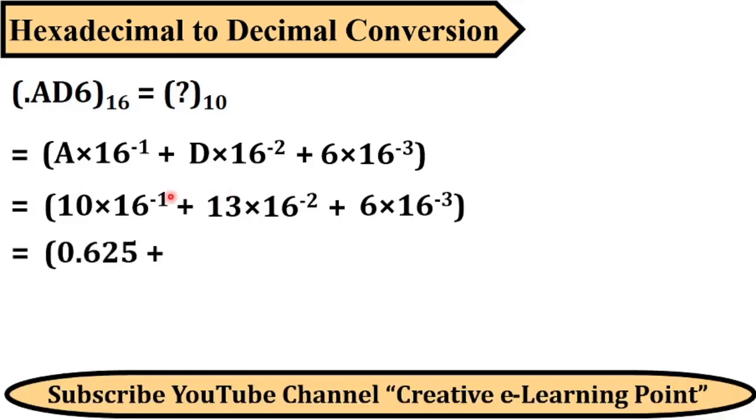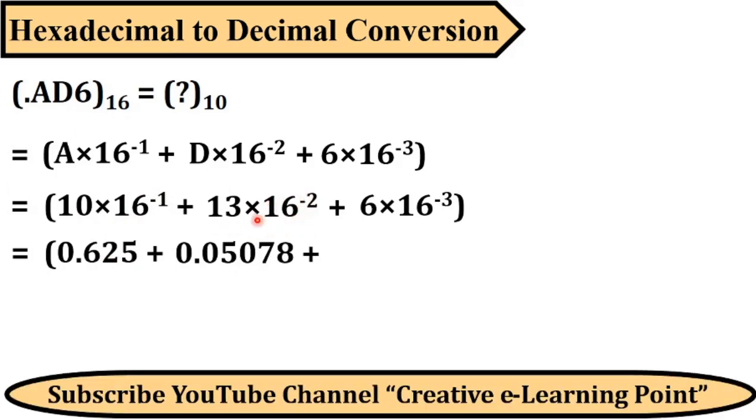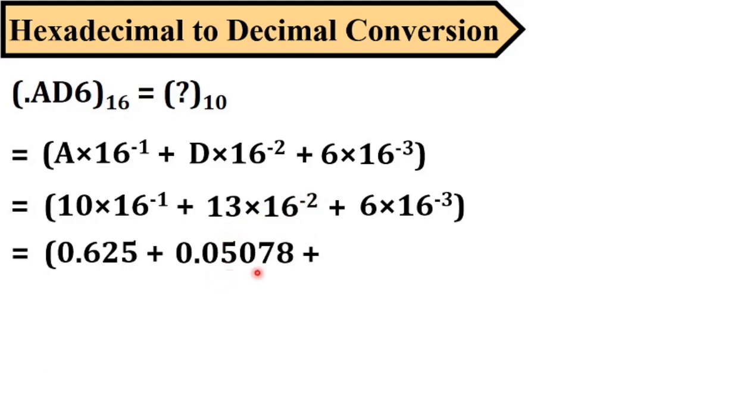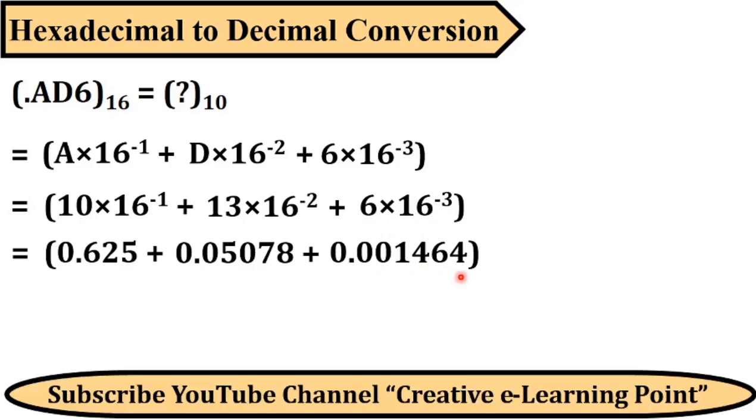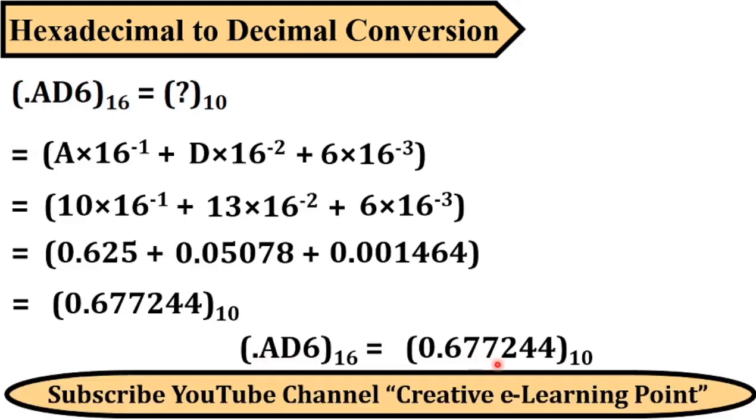So, after dividing this 10 by 16, we get 0.625. After dividing this 13 by 256, because 16 squared is 256, I get this value. Then you will take the cube of 16 and divide this 6 by the cube of 16. We get this value. The final corresponding decimal number for the hexadecimal fraction .AD6 is 0.677244.